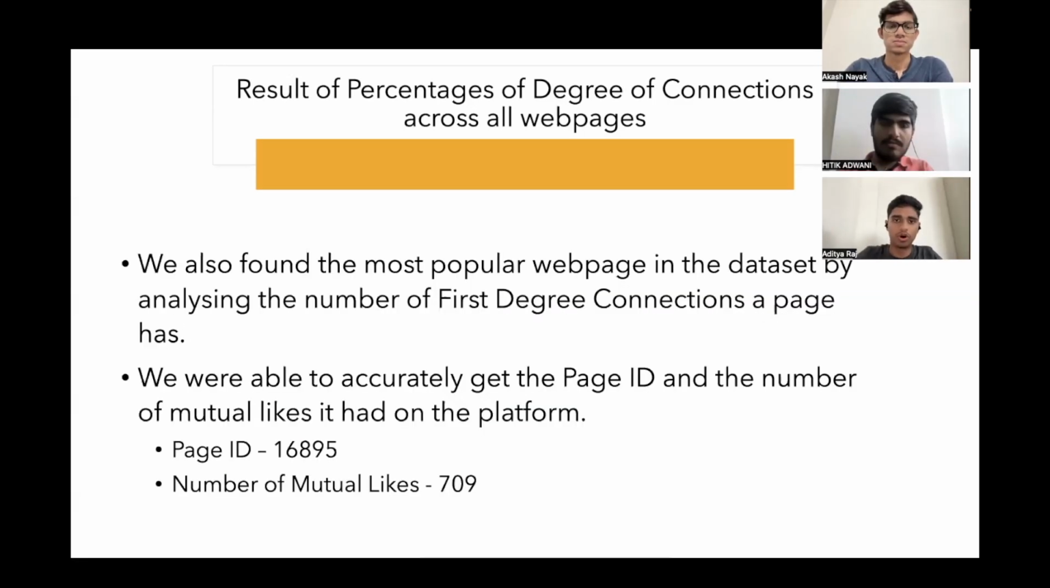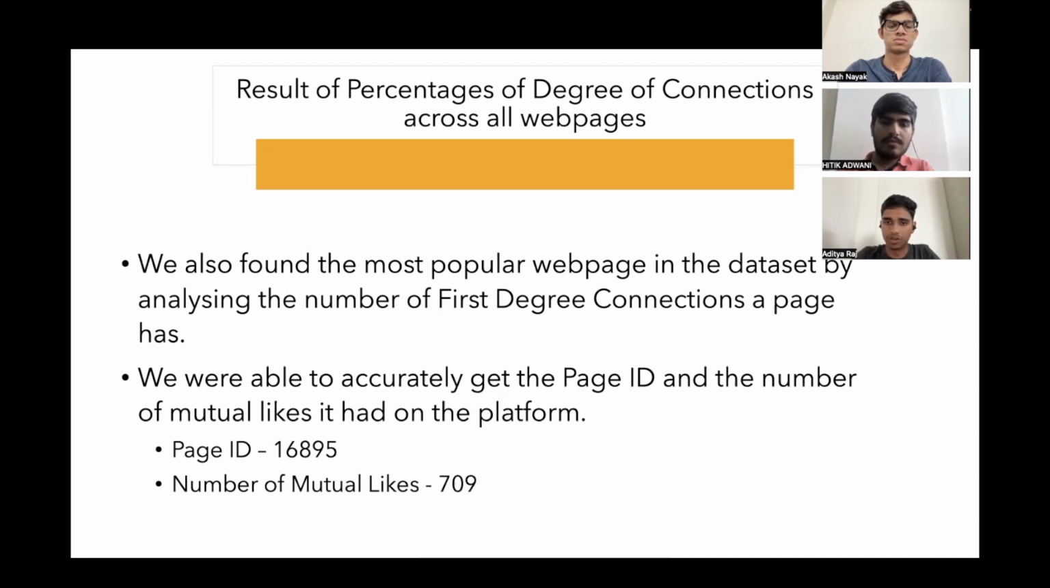Okay, so moving on to the next result that we have gotten, which is the most popular web page in the data set. So we have analyzed the number of first degree connections by, again, using a 2D matrix and getting the number of likes for each page. And using that, we were able to rank the first page on the web page. And we got the page ID as 16895, and the number of mutual likes that page had is 709.